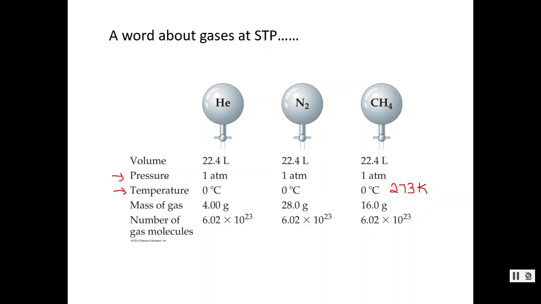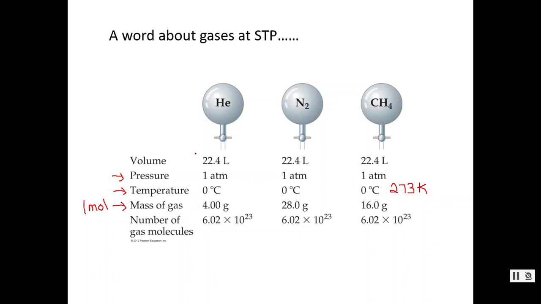And it doesn't need to be just helium, it could be any gas. So if you have 1 mole of gas, regardless of its identity, and you are at STP, since you have 1 mole of gas, those gas molecules weigh different amounts, obviously, because they have different molar masses. But the number of molecules is still Avogadro's number.